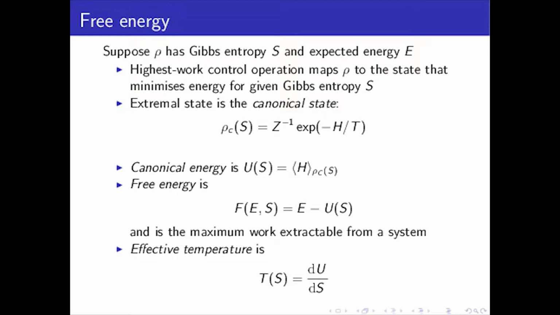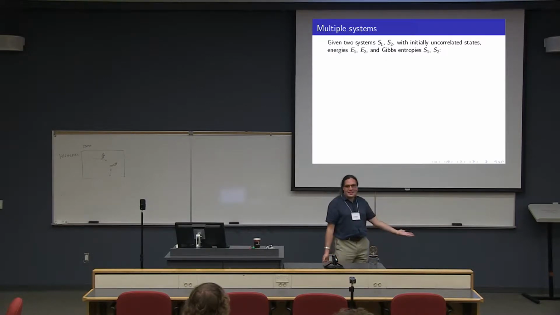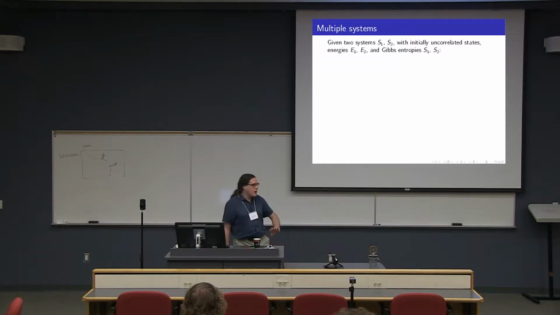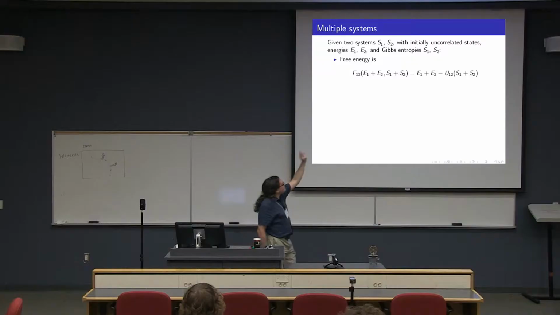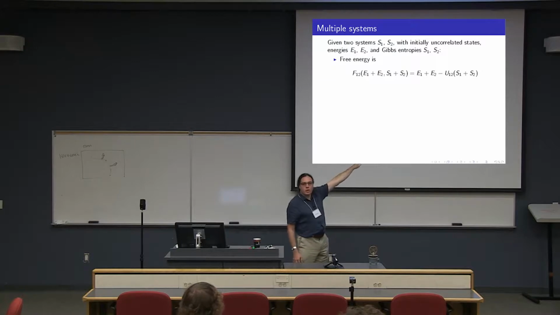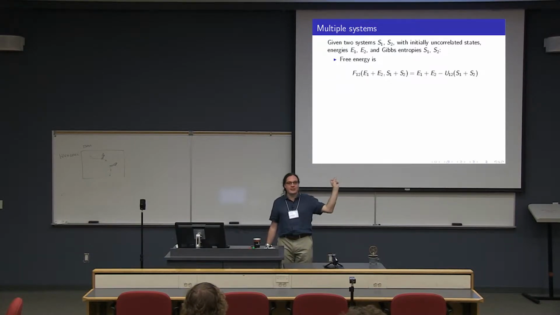Okay, so to get a further handle on what's going on there, suppose you've now got two systems, and for simplicity, let's suppose that their initial states are uncorrelated. So the first system has Gibbs entropy S1, energy E1. The second system has Gibbs entropy S2, energy E2. If you ask what's the most energy I can get out of those combined systems, well, of course, I can perfectly well treat those combined systems as a single system and just say that the most I can do is extract all of the free energy of that combined system, which again is going to be the difference between the energy of the combined system and the canonical energy of the combined system given its entropy.